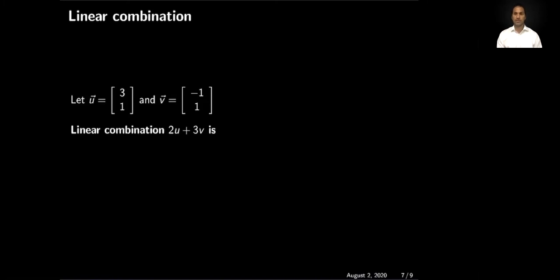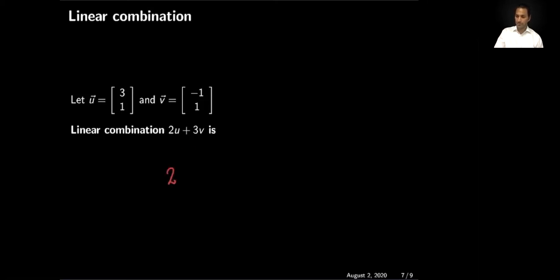What is a linear combination? The linear combination of two vectors is when you use the multiplication and addition operation at the same time. So here is an example of a linear combination, 2u plus 3v, where 2 times vector u is added to 3 times vector v. So let's calculate what this linear combination is.